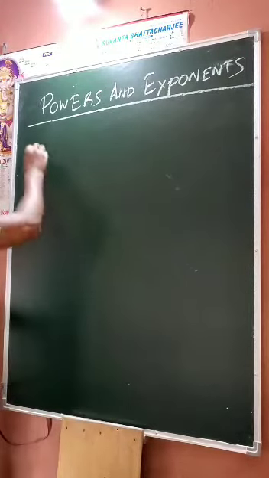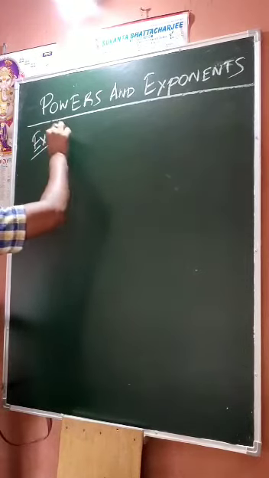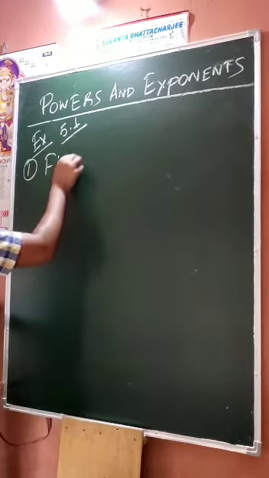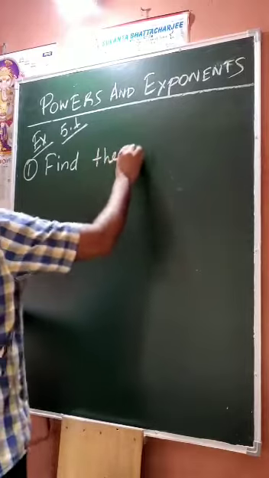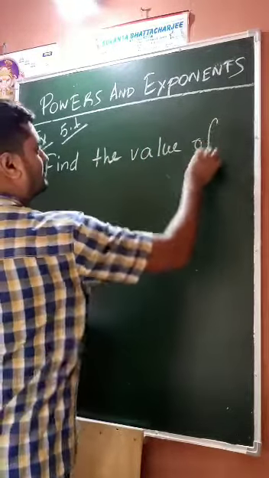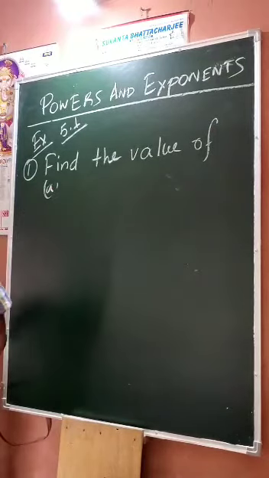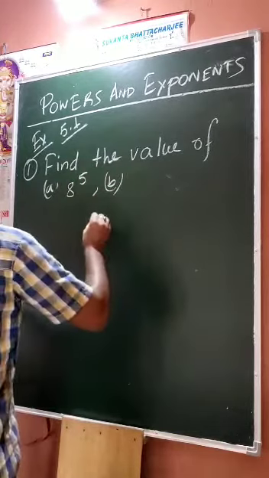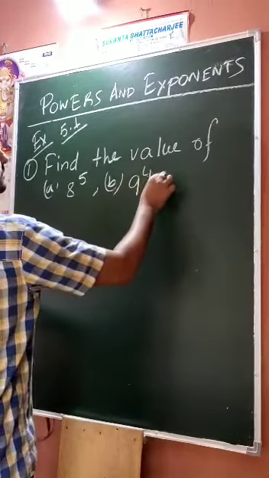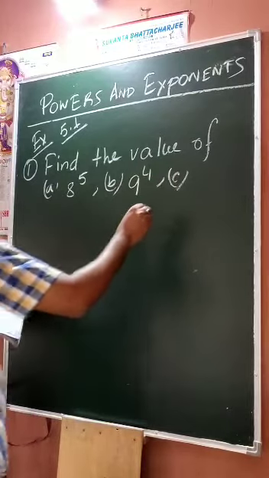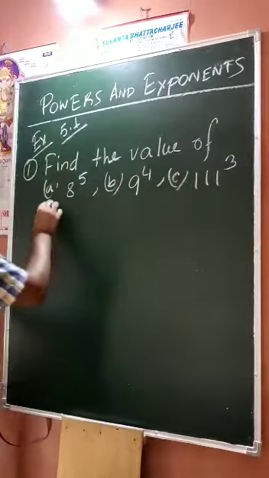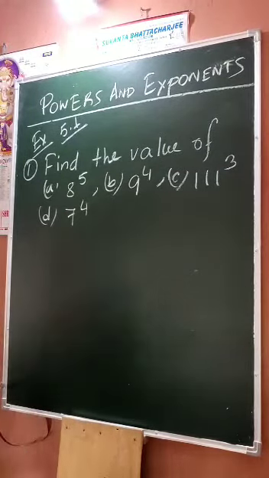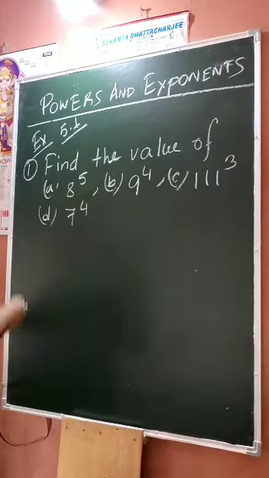So exercise 5.1. The first question is: find the value of the following. A is 8 to the power 5, B is 9 to the power 4, C is 111 cubed, and D is 7 to the power 4. So you have to just find the value of each. Okay, so first one, solution.